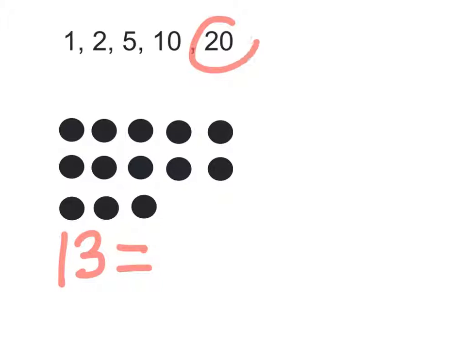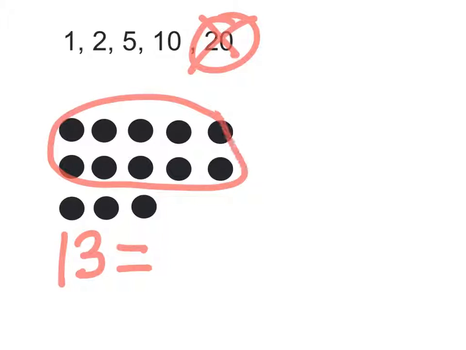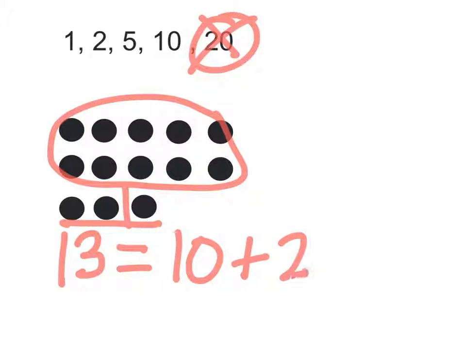Can you start with 20? No, it's too big. Go ahead and finish it off, pause the video, and you will see what I do after that. The first number is going to be 10. Since I have 3 left, I'm going to break down into 2 and 1. So 13 is 10 plus 2 plus 1.